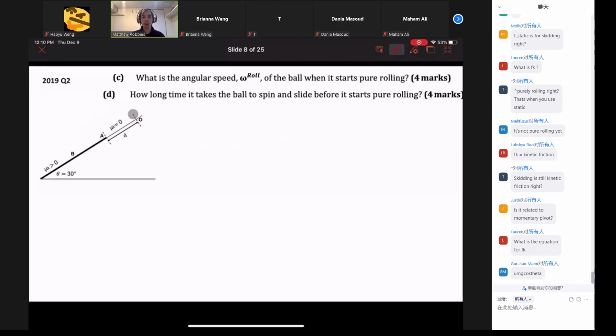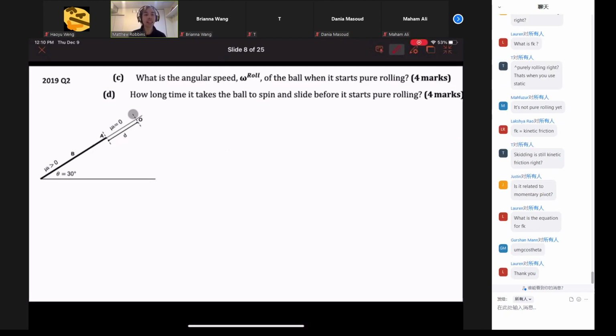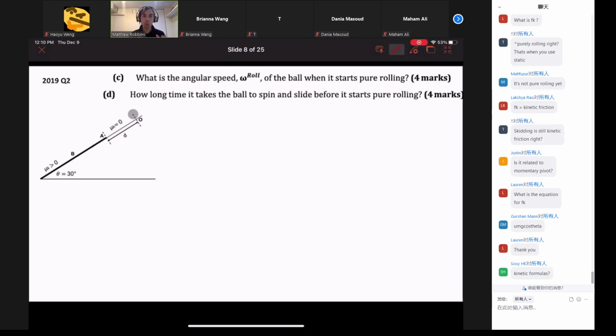Now what I want to do is C and D together. We want to know the angular speed when it starts pure rolling and how long it takes the ball to spin and slide before it starts pure rolling. I want to do these together because the answers are really related. When you see a multi-part physics question, that usually means we're giving you the steps to solve the problem. But that doesn't mean you have to solve one step and then the other. You can solve two steps simultaneously if you end up with a series of linear equations.